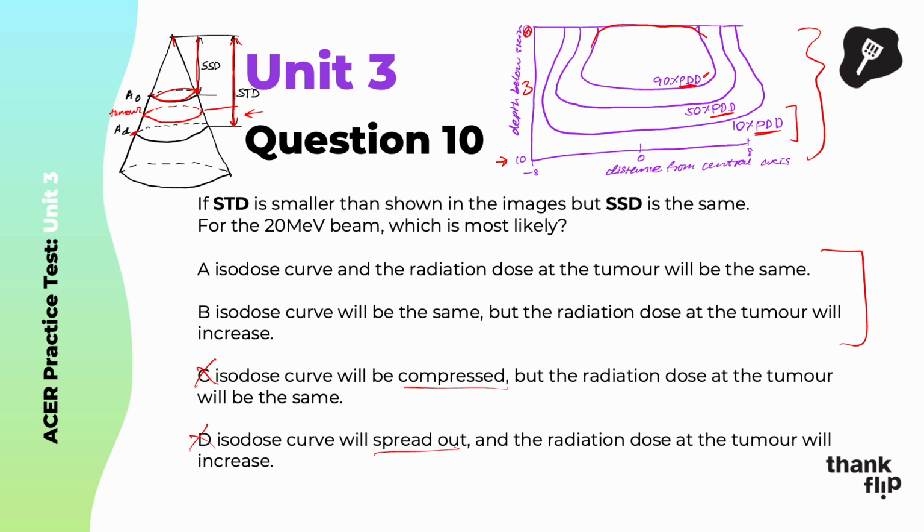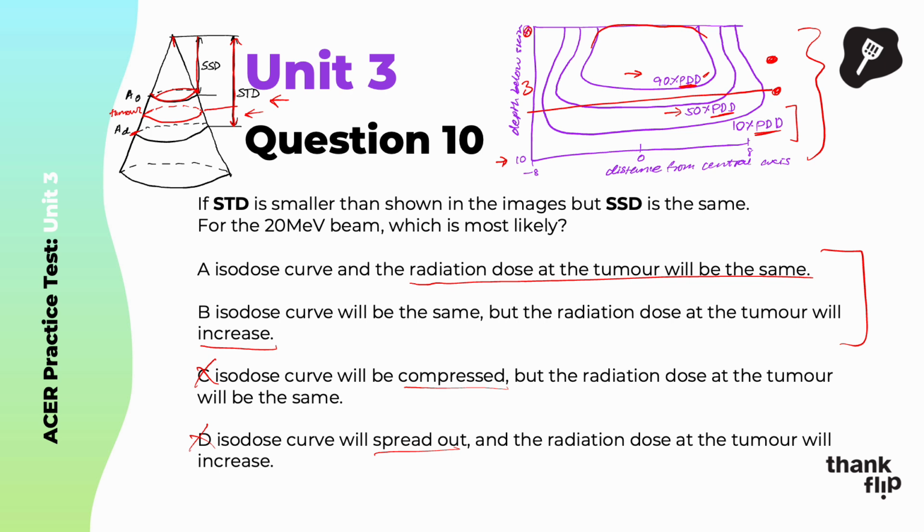So looking over here, is the radiation dose going to be the same, or is the radiation dose going to increase? If SSD is decreasing, then what we inferred from this diagram is that it's going to be closer to the surface of the skin. It's going to be less deep, right? So say we started off over here, let's say that was 4 centimeters. Now it's going to be up here at 3 centimeters. And so rather than being exposed to 50% PDD, you're going to be exposed to 90% PDD.